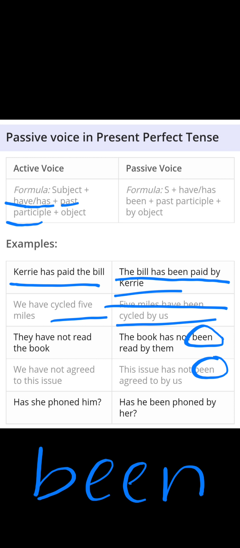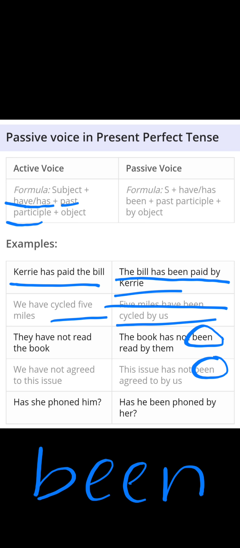We have not agreed to this issue. This issue has not been agreed to by us. Has he phoned him? Has he been phoned by her? So this is the end of your lesson of today's practice.